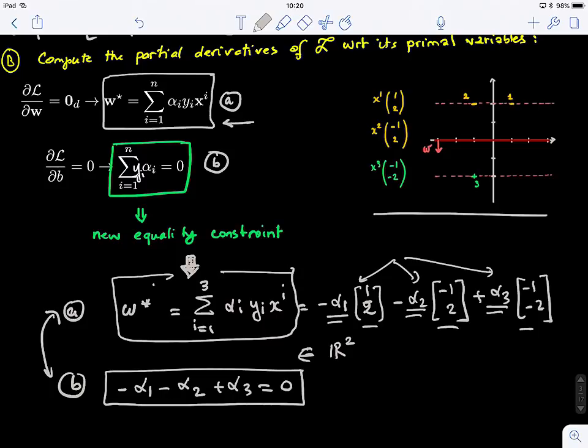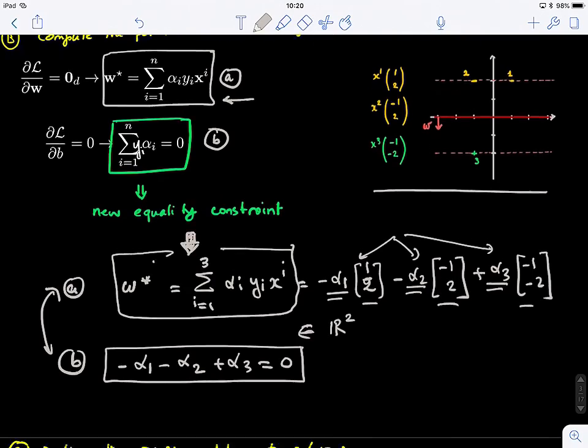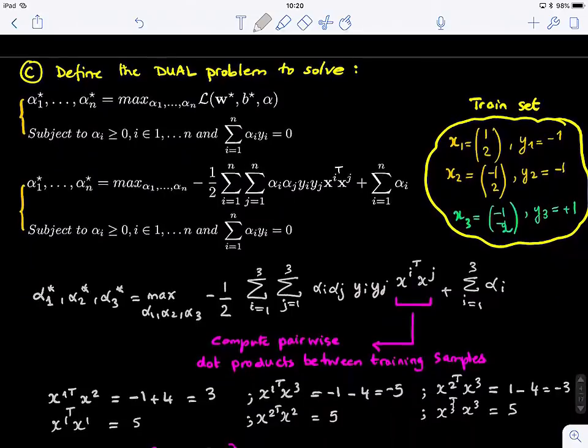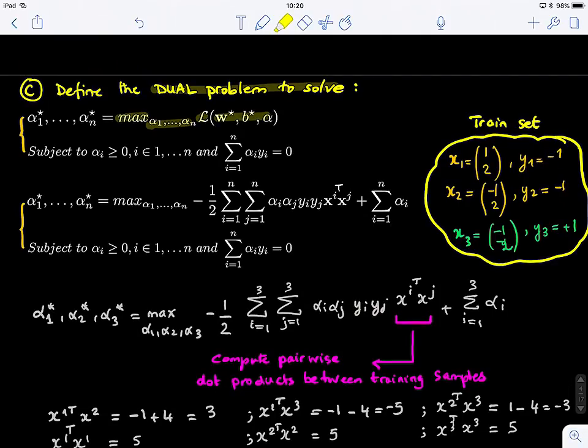So next we need to plug these back into the Lagrangian, okay? Substitute and update the Lagrangian to maximize it. So this is the next step, right? Here we need to define the dual problem to solve. We want to maximize over all alphas the Lagrangian evaluated at the optimal points that we derived from the primal problem solution, okay? And it's subject to this constraint. So this is, you know, our constraint.